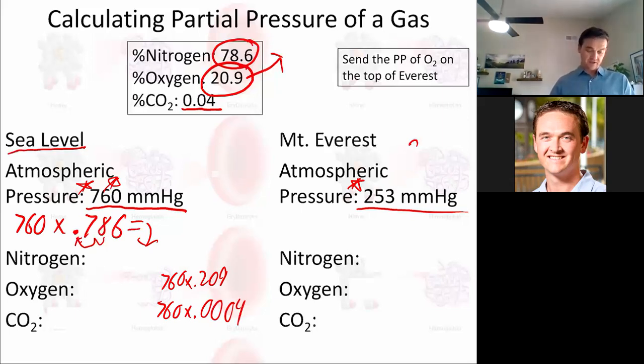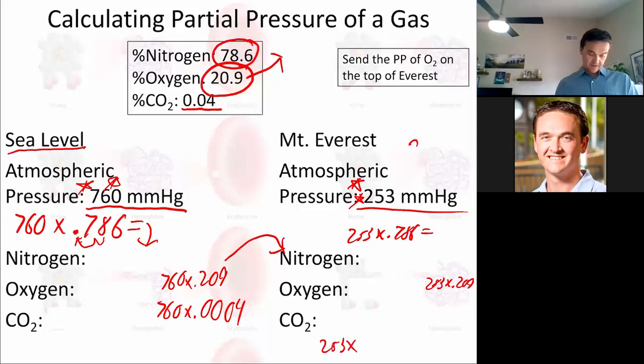So the only thing that's going to change when we do this at the top of Mount Everest is the 760, right? So instead of the 760, we use our 253. So for nitrogen, we're doing 253 times 0.786. Okay, oxygen, we're doing our 253 times 0.209. CO2, we're doing our 253 times 0.0004. Okay, and you do those calculations. So what I recommend is go ahead and stop or pause your YouTube video for a second, do those calculations on your own, and then I'll uncover them and see how you did.